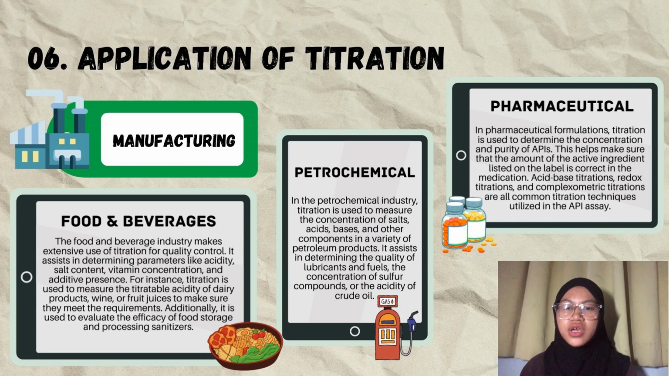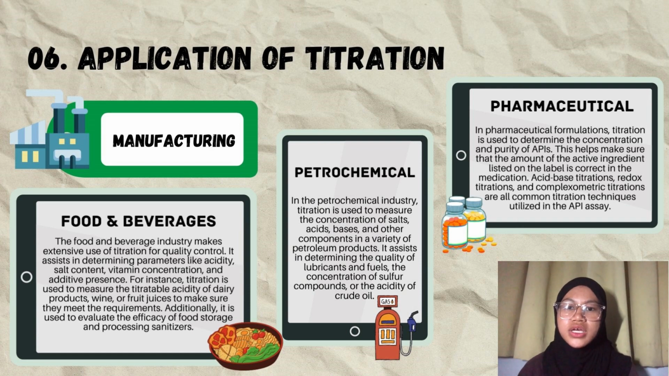Next, we have the petrochemical industry. In this industry, titration is used to measure the concentration of salts, acids, bases, and other components in a variety of petroleum products. It assists in determining the quality of lubricants and fuels, the concentration of sulfur compounds, or the acidity of crude oil. Next, we have the pharmaceutical industry.